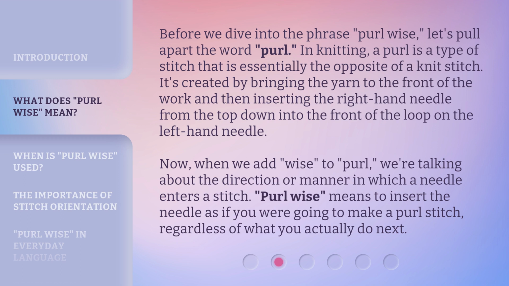Now, when we add wise to purl, we're talking about the direction or manner in which a needle enters a stitch. Purl wise means to insert the needle as if you were going to make a purl stitch, regardless of what you actually do next.